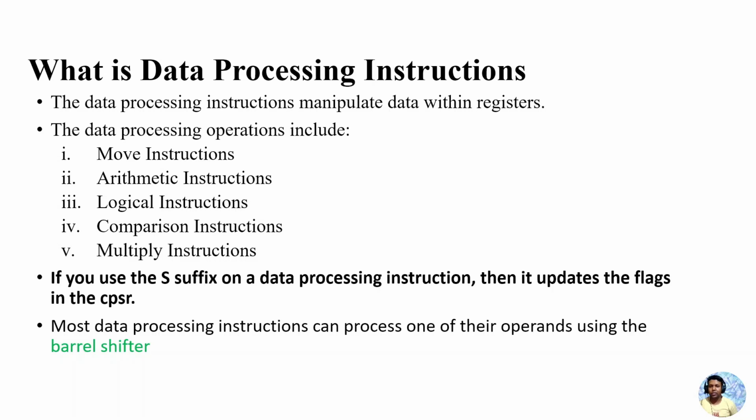The data processing instructions manipulate data within registers. The data processing operations include move instructions, arithmetic instructions, logical instructions, comparison instructions, and multiply instructions. If we use the S suffix on a data processing instruction, then it updates the flags in the CPSR. CPSR is the Current Program Status Register. Most data processing instructions can process one of their operands using the barrel shifter.